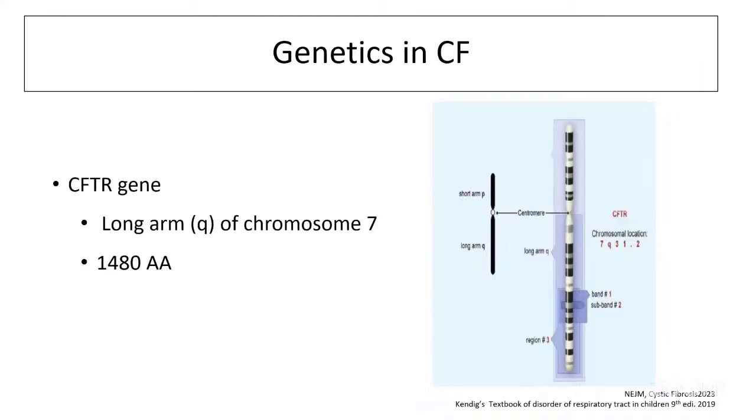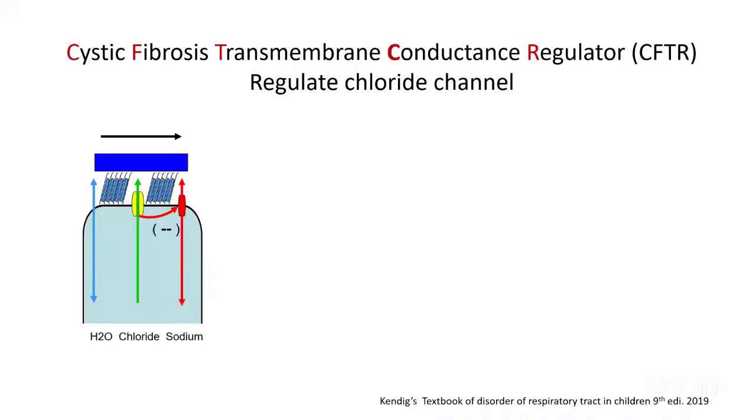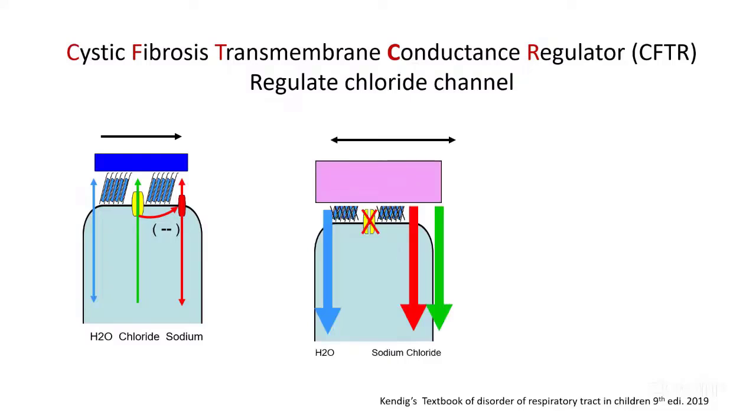chromosome, and it consists of 1480 amino acids. What it does is control the chloride channel in the body. It controls the movement of chloride from the inside of the body to the luminal surface, and so it controls the movement of water onto the luminal surface. And so the secretions on the luminal surface, like in the respiratory tract, intestine, skin, and pancreas, maintain a normal viscosity, and this is very important for the function of the vital organs.